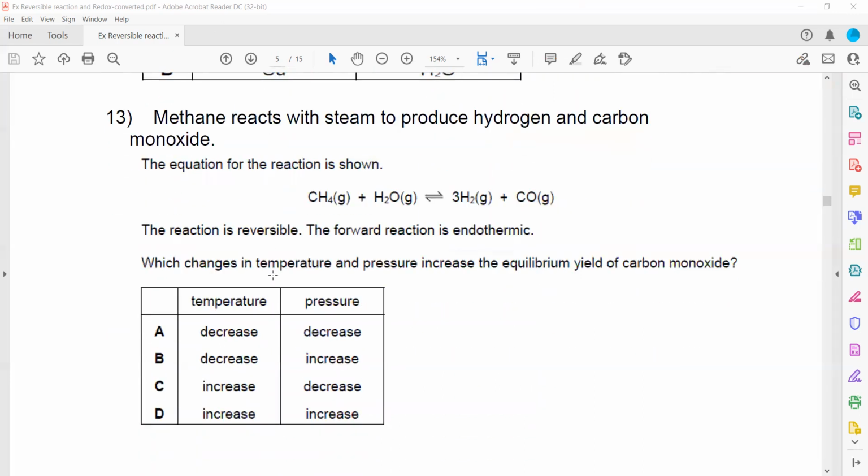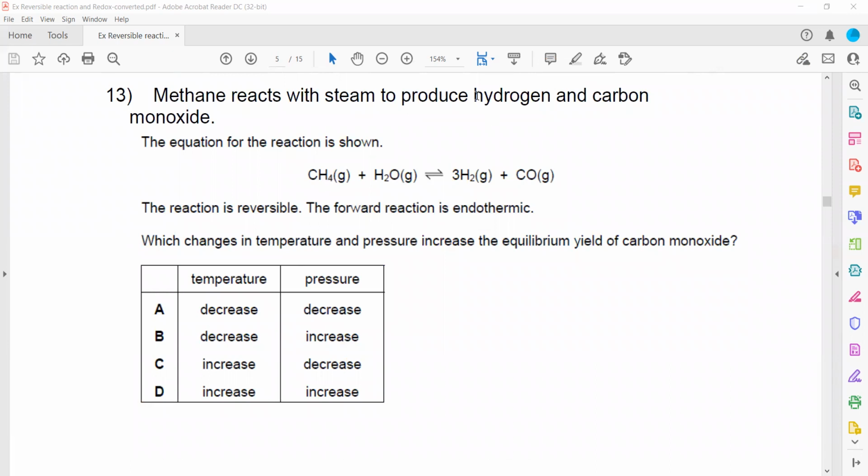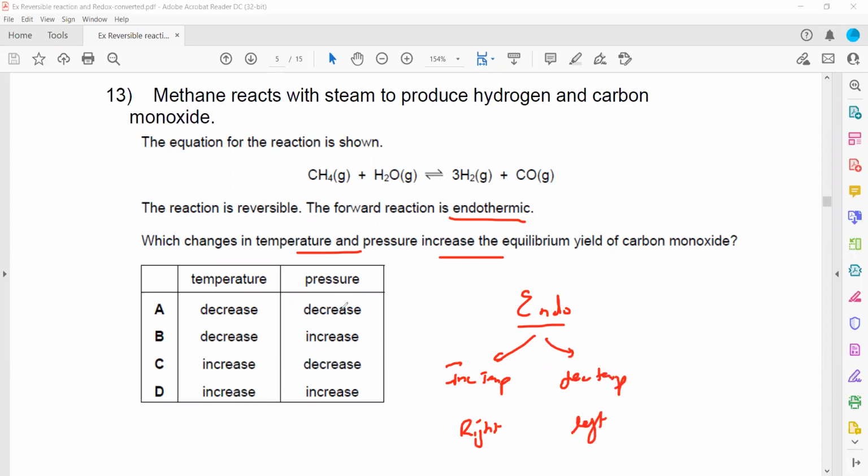In question 13, methane reacts with steam to produce hydrogen and carbon monoxide. The equation for this reaction is shown. The reaction is reversible and the forward reaction is endothermic. Whenever you have an endothermic reaction, if we increase the temperature, equilibrium will shift towards the right hand side. If we decrease the temperature, equilibrium will shift towards the left hand side. So we should increase the temperature to get the greater yield.